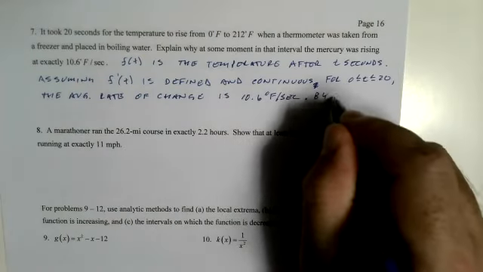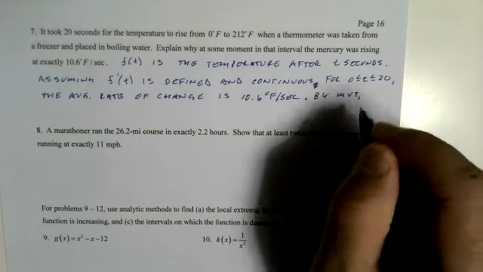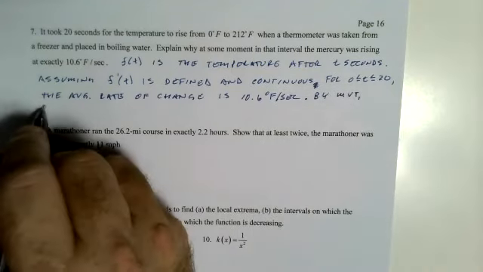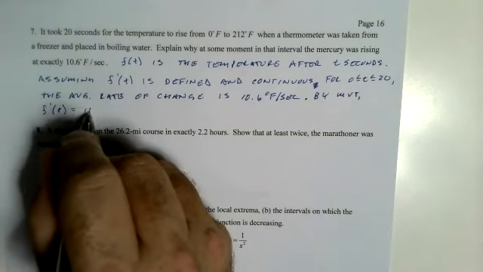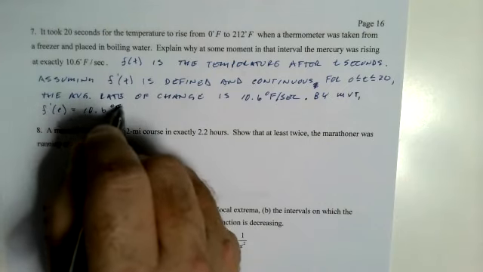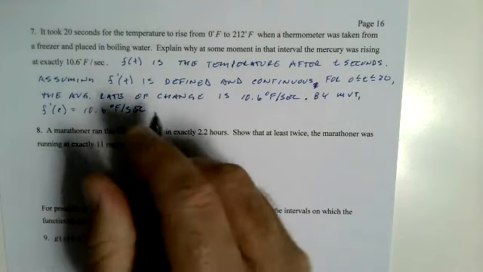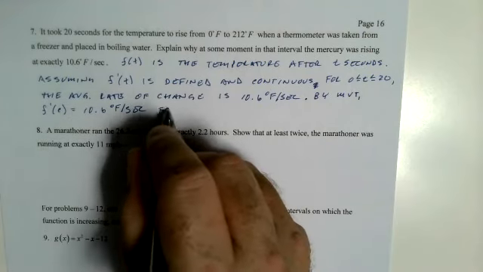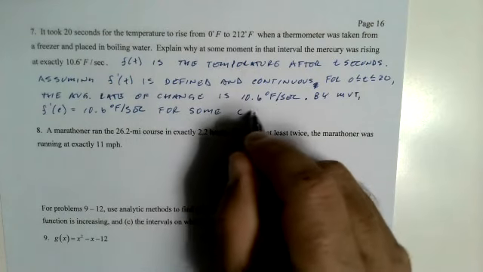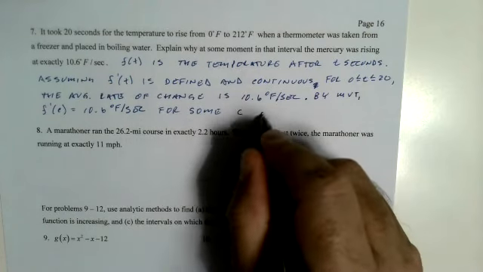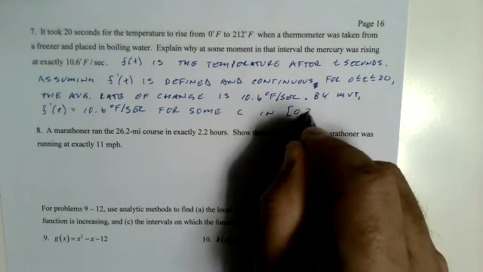By the mean value theorem, F prime of C equals 10.6 degrees Fahrenheit per second for some C between 0 and 20.